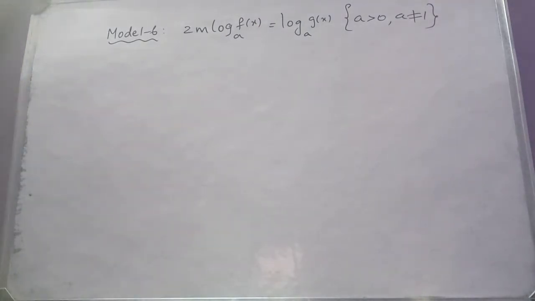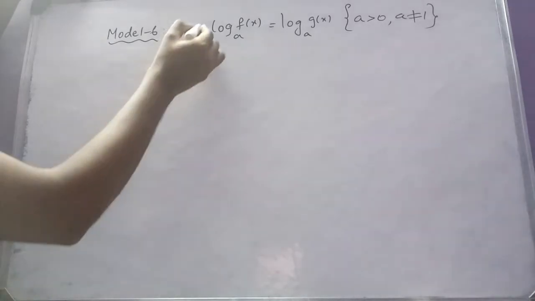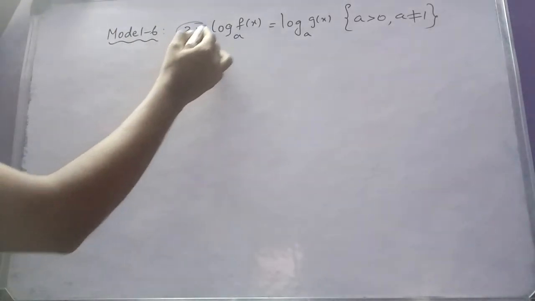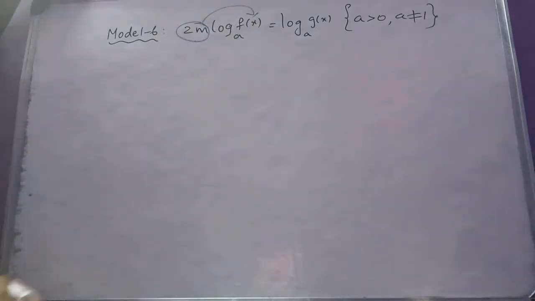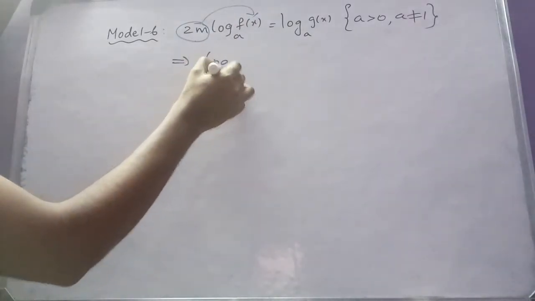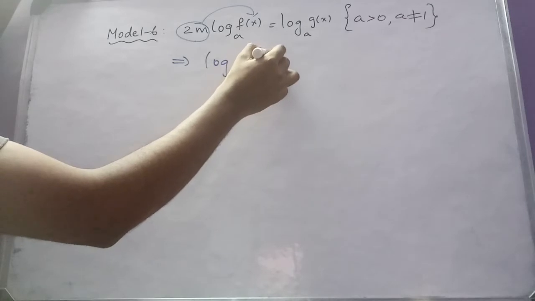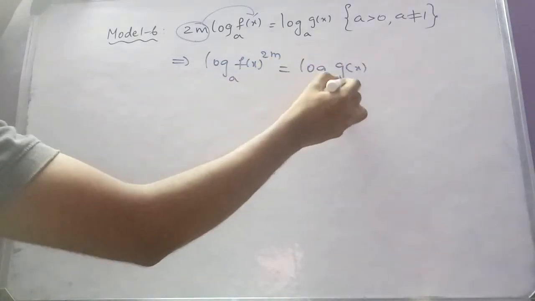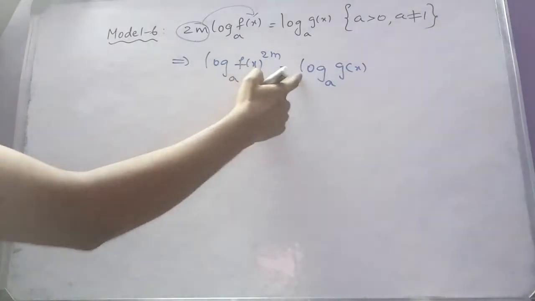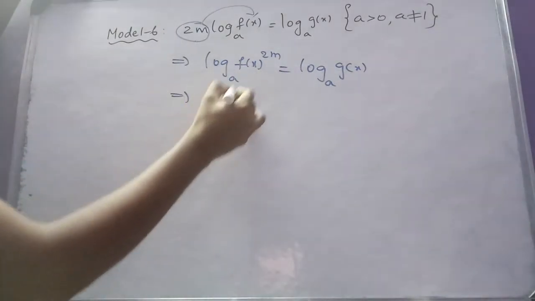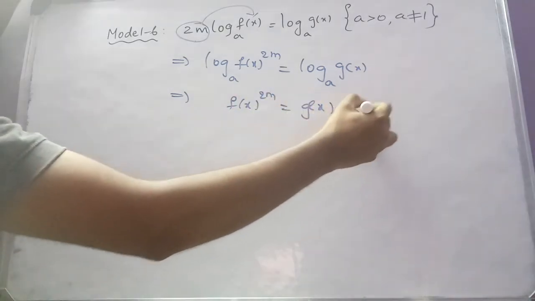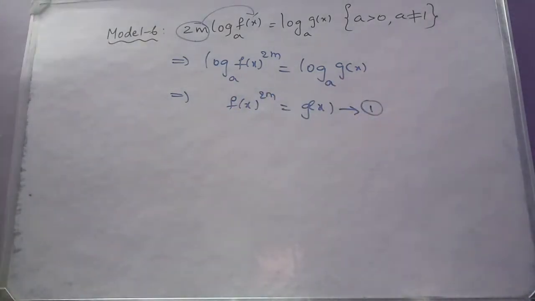So, first of all, let us solve it. We know that if there is a coefficient for log, if there is a number in front of the logarithm, you can take this as the power of this f of x. Then you get log of f of x power 2m with base a is equal to log of g of x with base a. Now you can ignore logarithms on both sides and you will get f of x power 2m is equal to g of x. So, this is the first equation that you are supposed to solve.